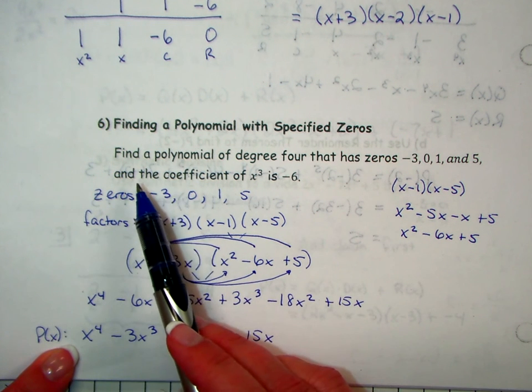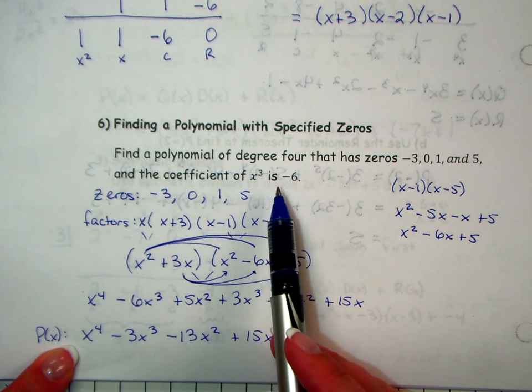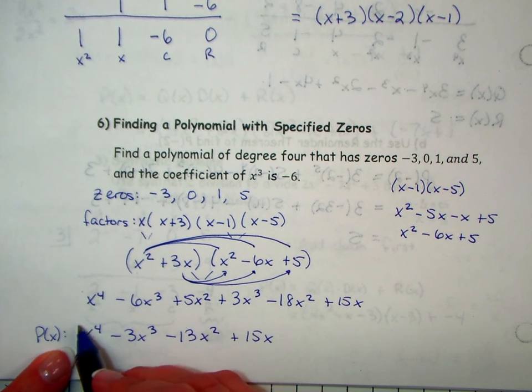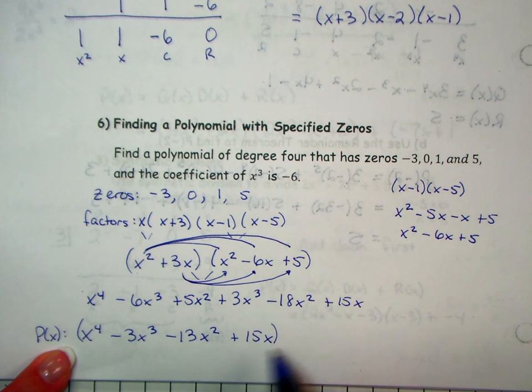But for this polynomial, they wanted the coefficient of x cubed to be -6. Our coefficient is not -6, but that doesn't mean we did it wrong. Okay? If I wanted to make this a -6, I would just need to multiply by 2, but I can't just multiply one term by 2. I have to multiply the whole entire polynomial. So I'm going to multiply everything by 2 just to satisfy this extra condition.